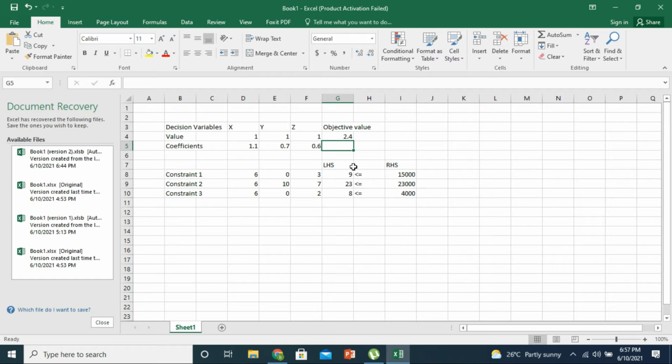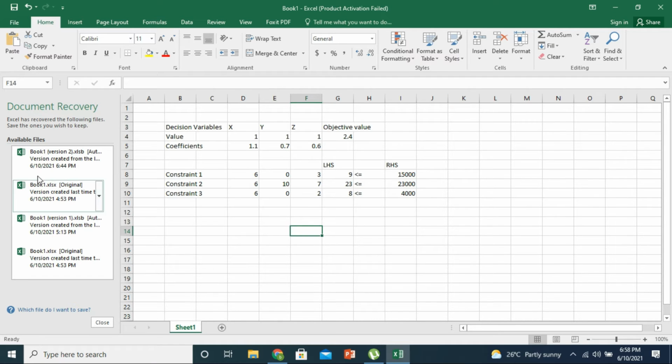This is the right hand side. For the left hand side, we have 9, 23 and 8. This is the total of the left hand side: 6 plus 3 we get 9, 6 plus 10 plus 7 we get 23, then 6 plus 0 plus 2 we get 8. How do we write this? Same as the method before, we use SUMPRODUCT, multiplying row by row, and so on.